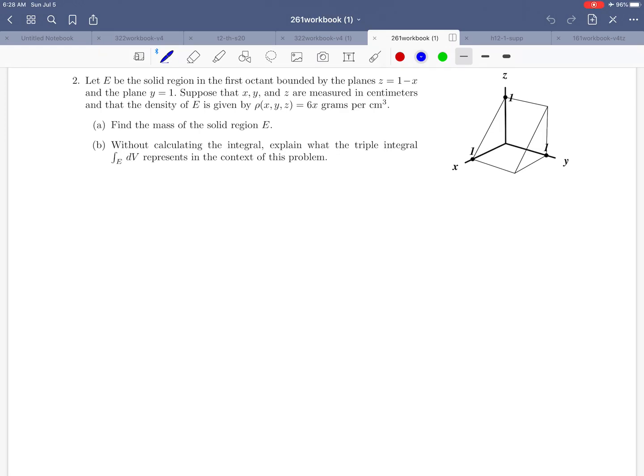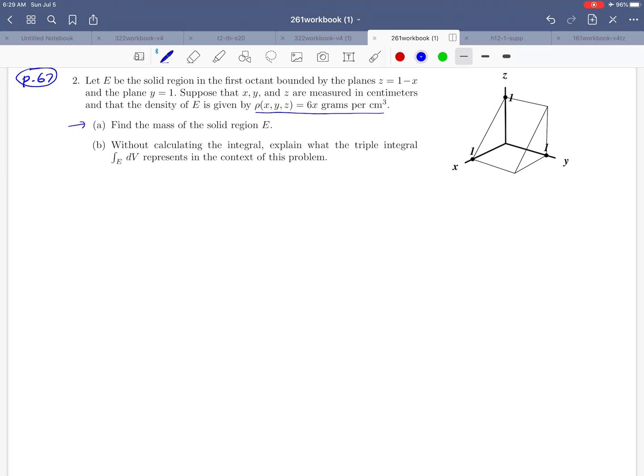Welcome back, everybody, and welcome to exercise 2 on page 67. This is another example of doing a triple integral that's similar to the one that we did in exercise 1. In fact, it's asking us the same type of question here. It's giving us the density of a solid region in grams per centimeter cubed and asking us, first of all, about finding the mass of the solid region.